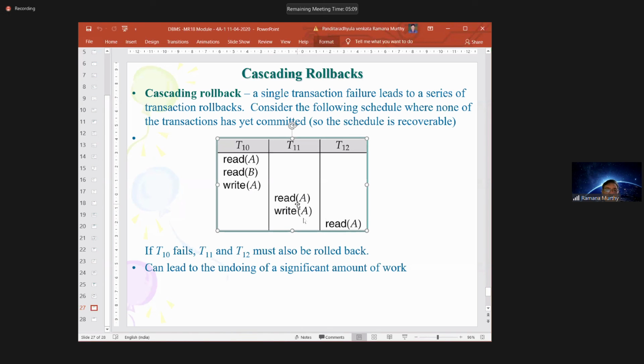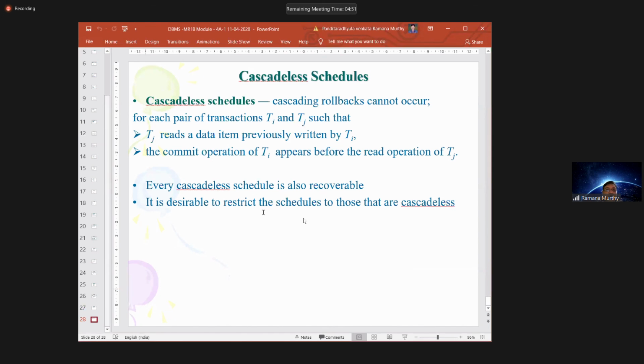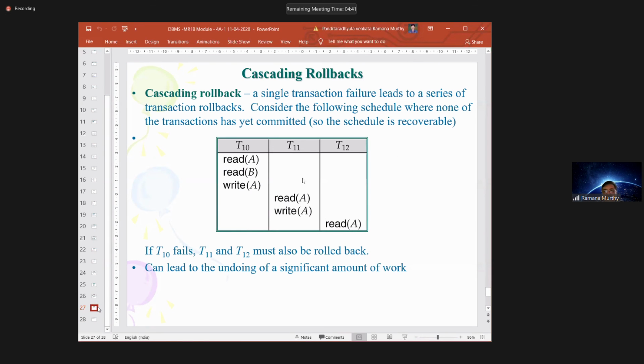Similarly, since T12 reads only after this one is completed, if at all T11 is going to be rolled back, by that particular time T12 is not reading any value, so this rollback will not affect the T12 operation. Such schedules we call cascadeless schedules.